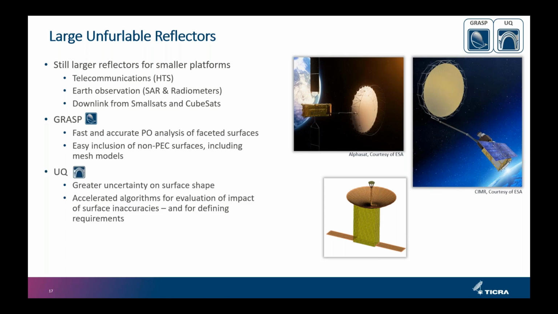In addition to this, we also see a lot of interest for the UQ product in these antennas, because typically you have a greater uncertainty on the surface shape than you have on your normal fixed reflectors. And this means that the accelerated algorithms that we have in the UQ product for modeling the impact of these surface uncertainties are very useful. And also, when you're actually defining the requirements for this type of antennas, it's very good that you can first model what is the impact of a certain surface inaccuracy before you actually put it into your requirements.